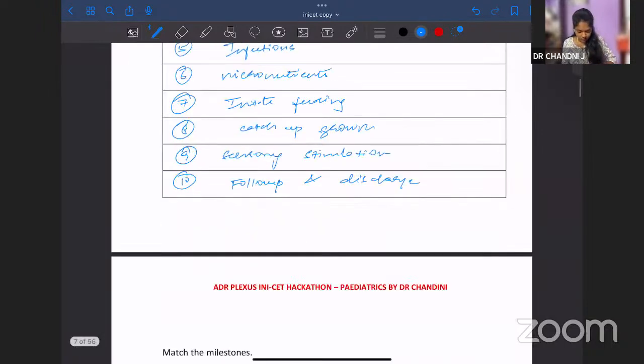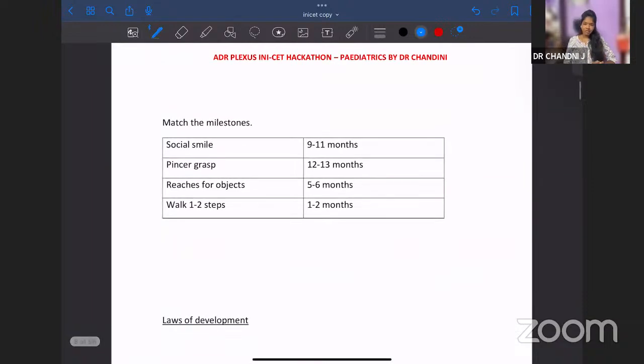Okay. Next question. Match the milestones. So one question from development is definitely coming in all the 3 years if you have seen the pattern. Okay. So now try to match the milestones. Social milestone is 1 to 2 months. The first milestone a baby acquires is social smile. That is 1 to 2 months.